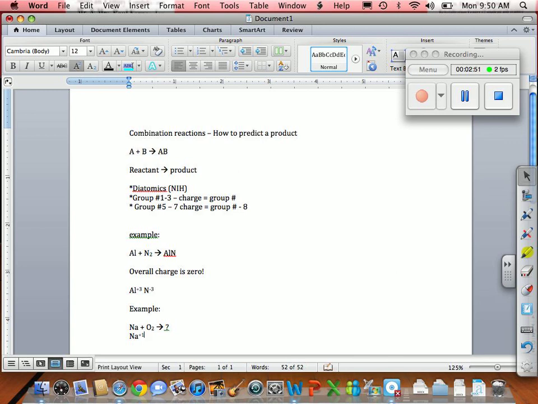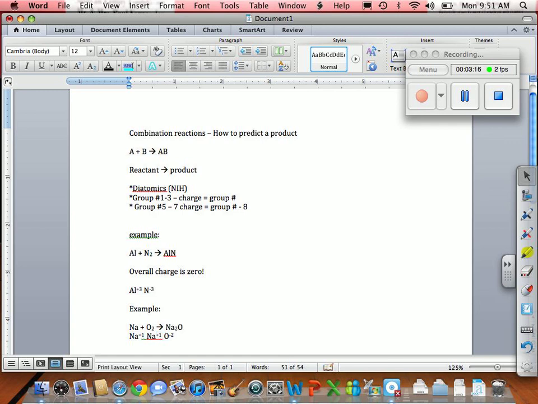We could write that in, that'd be great. Plus oxygen, which is in group 6, which then has a minus 2 charge. So when I look at this, I know, okay, I actually need another Na in order for that overall charge to be 0. So then what this gives me is Na2O.